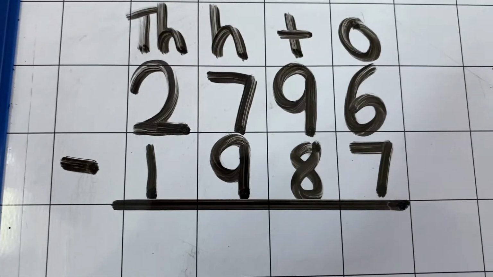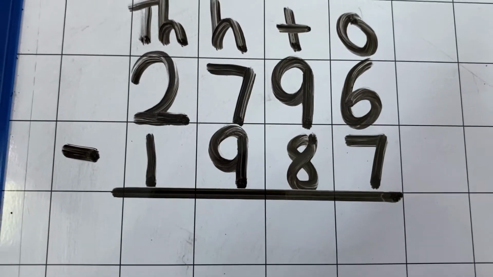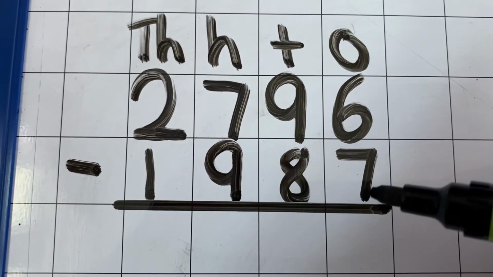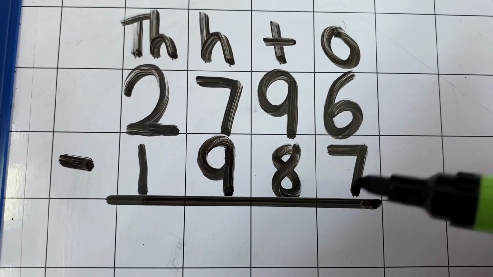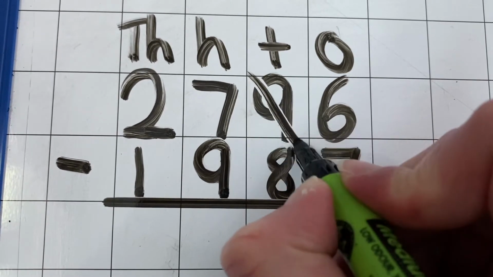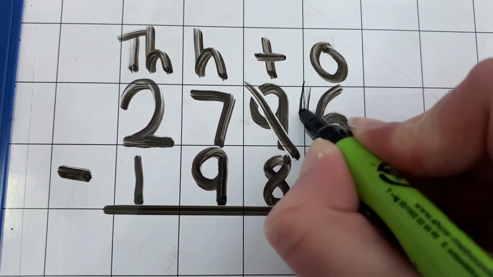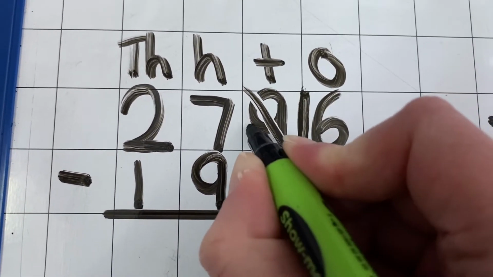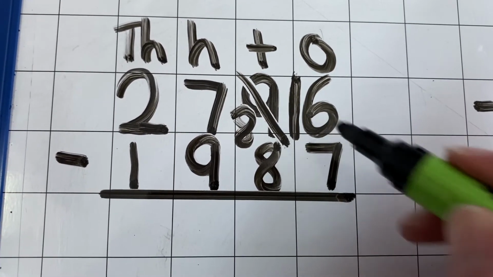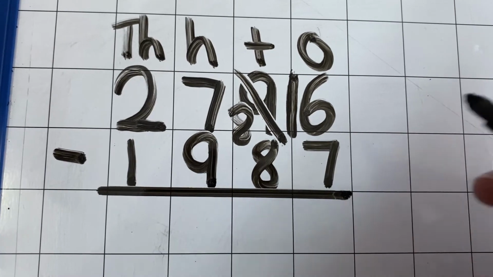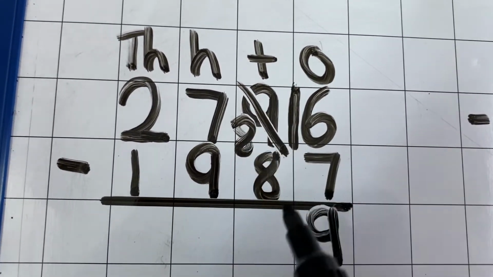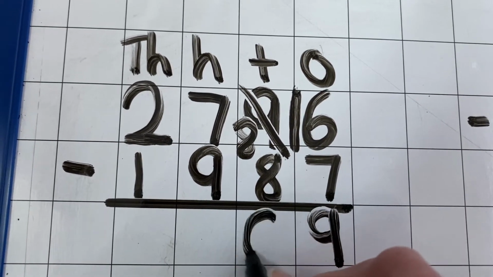Children will finally move on to the compact method for subtraction. Here we have 6 ones, take away 7 ones. We know that we're going to have to make an exchange. So we cross out to take and make. This becomes 16 and here this becomes 80. We now have 16 take away 7, which leaves us with 9. 80 take away 80 leaves us with 0.